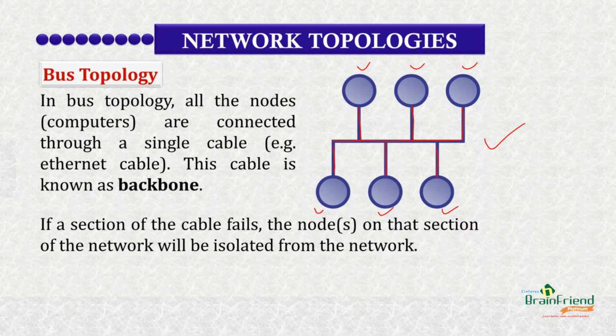In the bus topology, if a section of the main cable fails, the nodes on that section of the network will be isolated from the network, and in some cases, the entire network fails.